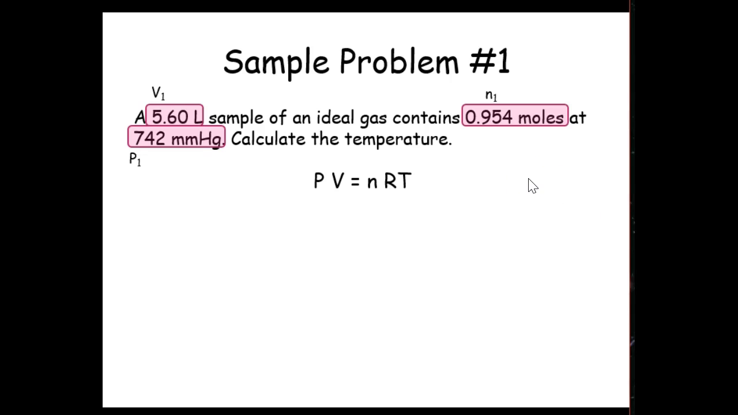So PV equals nRT. Now they gave me P here. They gave me V here. They gave me n here. I'm looking for T. Where can I find R? Patrick, where can I find R? Not sure? Jennifer, where do I find R? You're not sure? What does R stand for? Talk with your table. What does R stand for?